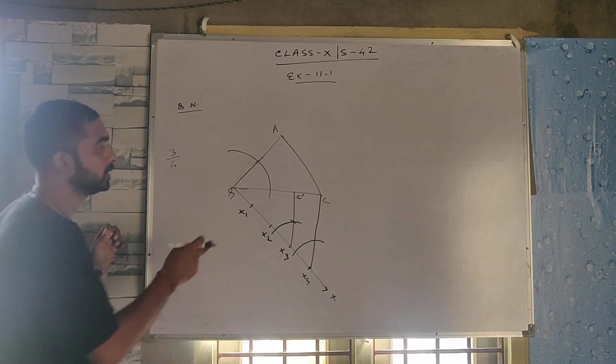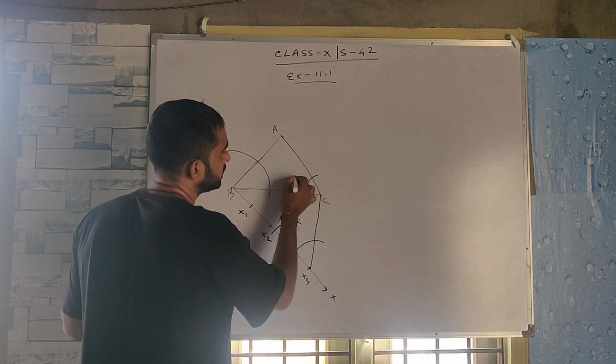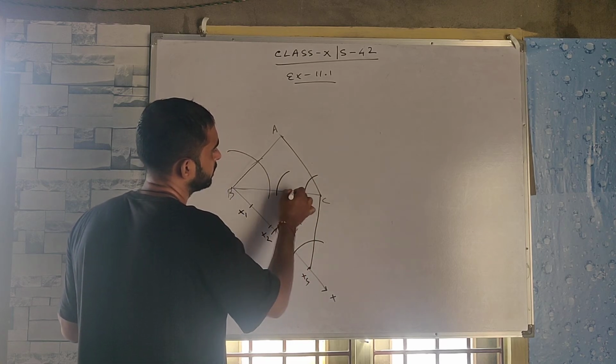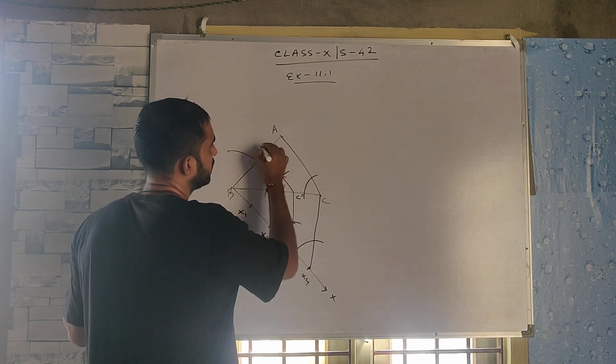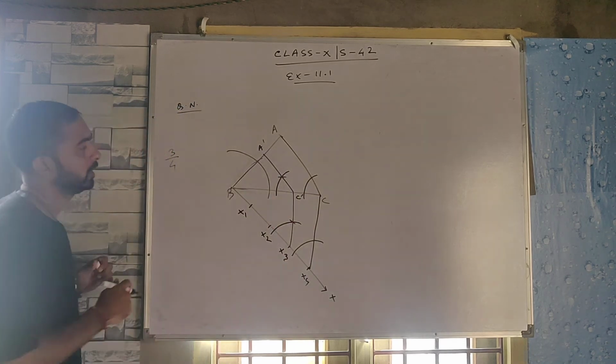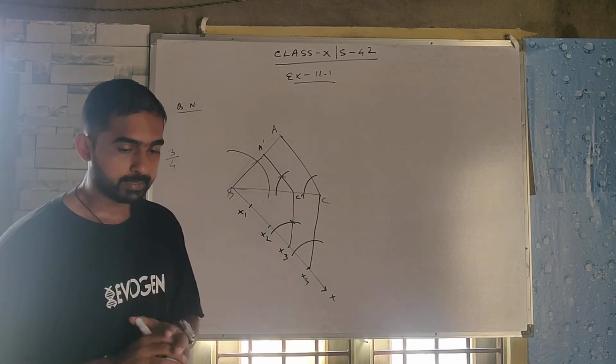Next, through C dash, put the compass at C, draw an arc. With the same measurement at C dash, draw an arc. Then measure this angle. So the required triangle is A, B dash, C dash.